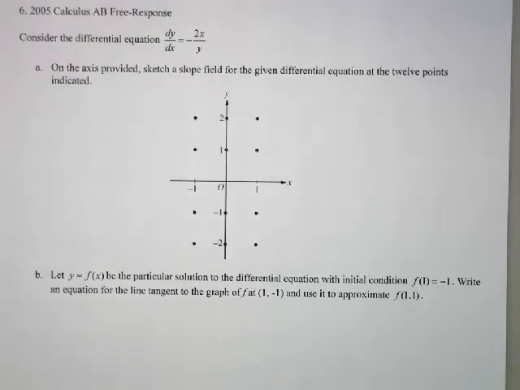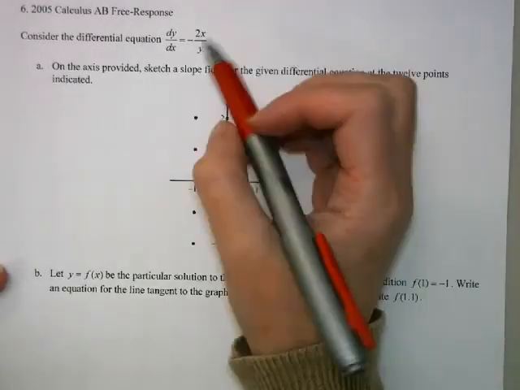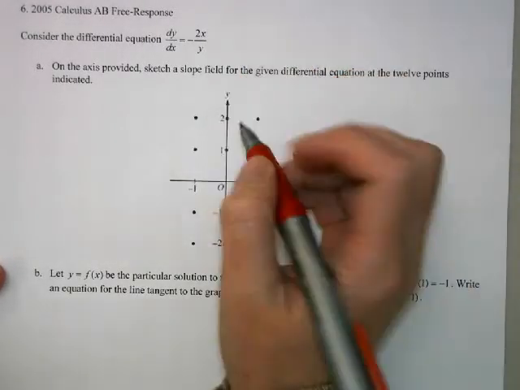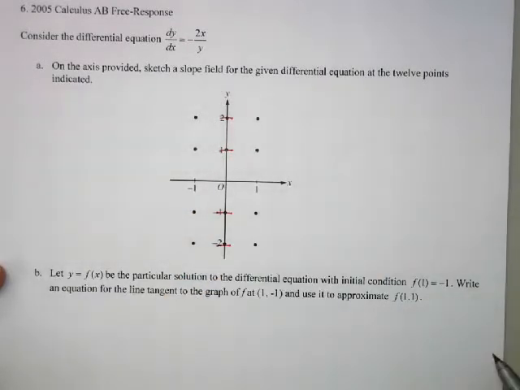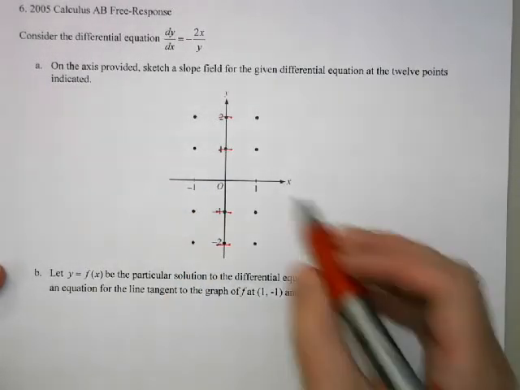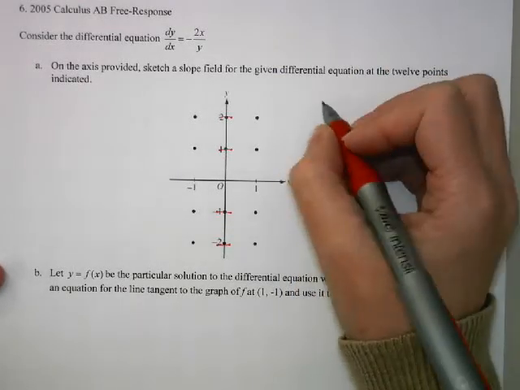All right, so here's an actual AP problem. We've got the differential equation kind of similar to the last one, negative 2x over y. So we're going to go ahead and find the slope at the 12 points. But 4 of them are easy. When x is 0, the slope is going to be 0. Okay, so then I just need to plug in the different points here. So I'm going to do this in each quadrant.